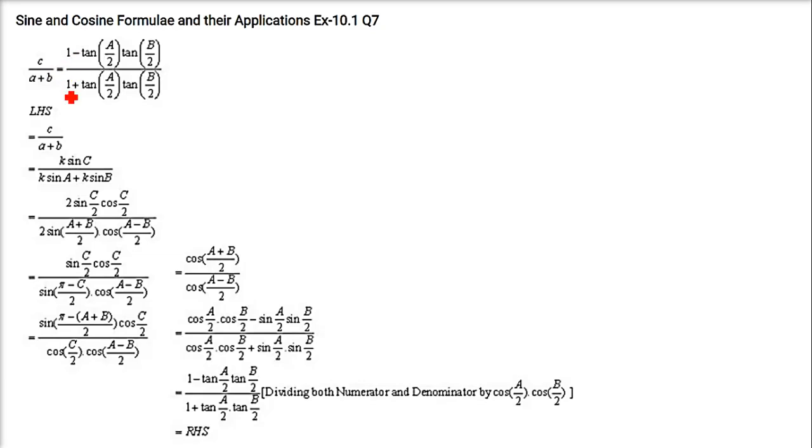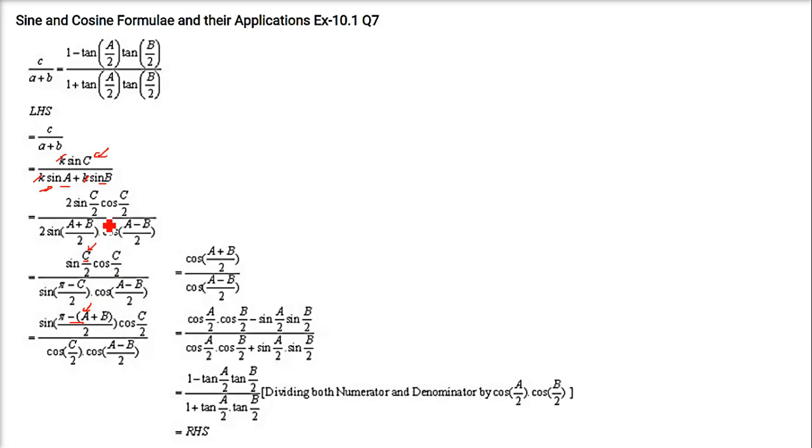Here we have to use c as k sin C, a as k sin A, and b as k sin B. Now this k gets cancelled. Sin C can be written as 2 sin C/2 cos C/2, because sin theta is 2 sin theta/2 cos theta/2. And sin A + sin B can be written as 2 sin((A + B)/2) cos((A − B)/2). Now here, this C can be written as pi − (A + B), exactly what we have done here. This C has been written as pi − (A + B), because A + B + C is pi. Similarly here, this one we have written as pi − (A + B) by 2.